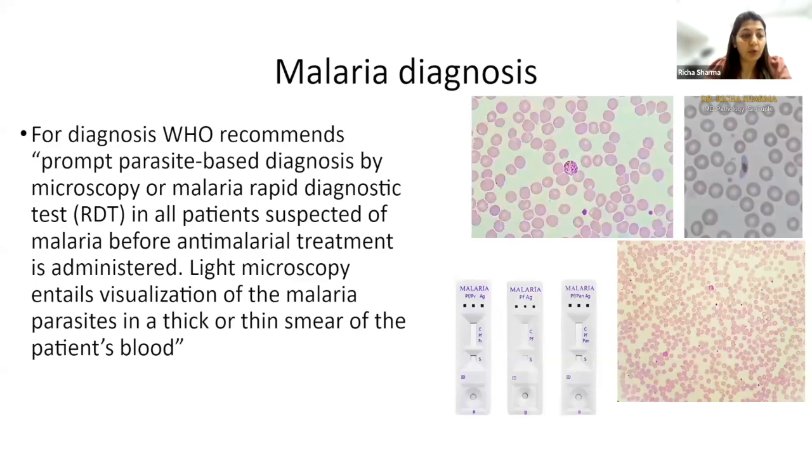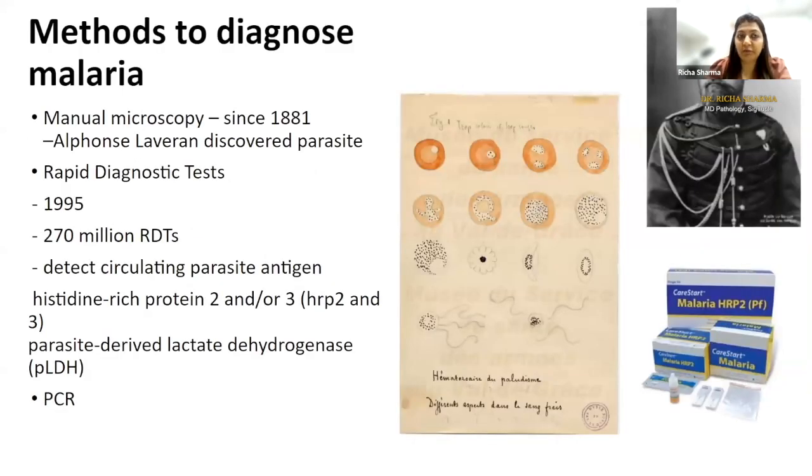Microscopy requires both thick and thin smears. What are the different methods of diagnosing malaria? I'm sure the audience knows, I'll just do a quick recapitulation here. Manual microscopy is the age-old method. It has been used since the time the parasite was discovered in 1881. And then in 1995 came rapid diagnostic tests. They kind of revolutionized the entire diagnostic system in malaria.